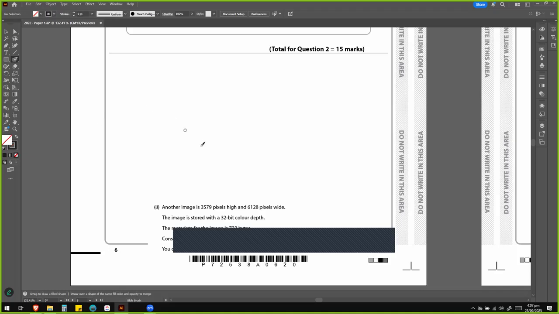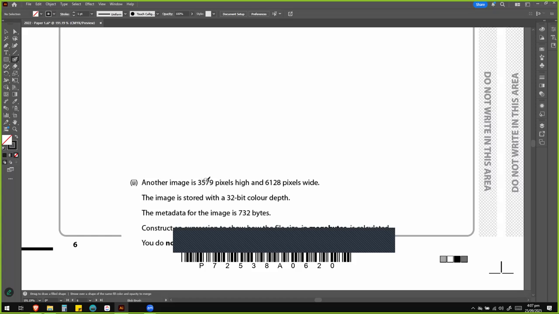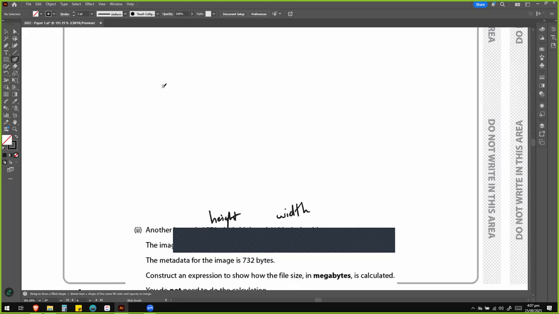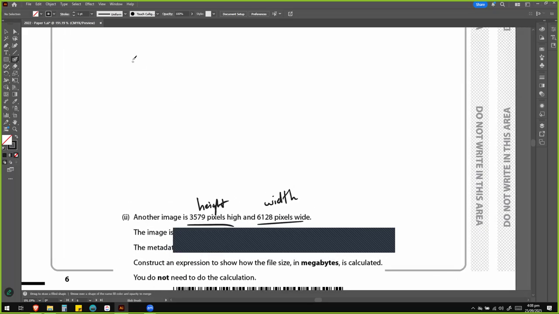So, firstly, it says we have 3,579 pixels high. So this is the height that they've given us. And this is the width, because it says 6,128 pixels wide. So we can write either the width first and then the height, or the height and then the width. Because it's being multiplied, the order of the numbers really doesn't matter. So because I like to write width first, I'll do width and then height.